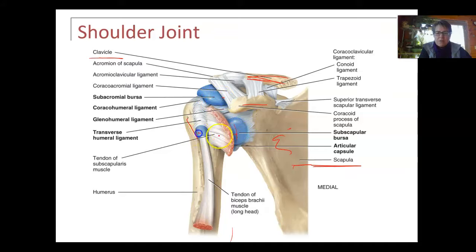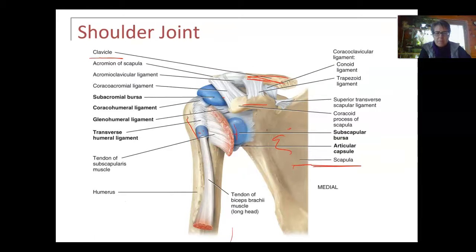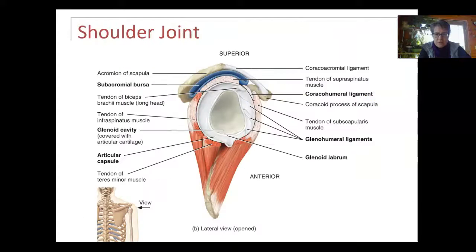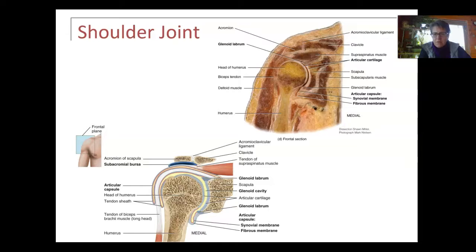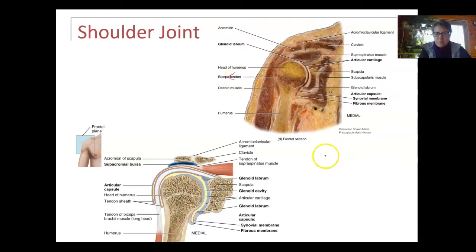It has a lot of bursae to reduce friction and a whole lot of tendon sheaths in there as well. So it's a very shallow cavity. This is the glenoid cavity. I'm just curious, does it talk about anything in the front versus the back? Nope. Okay. But most of the reinforcement is across the back.